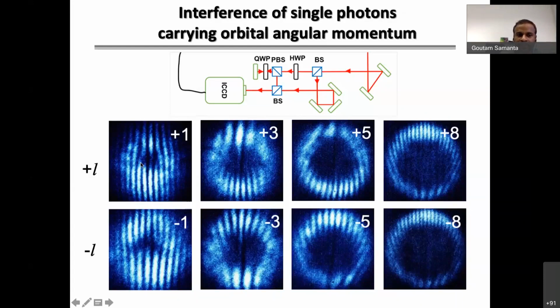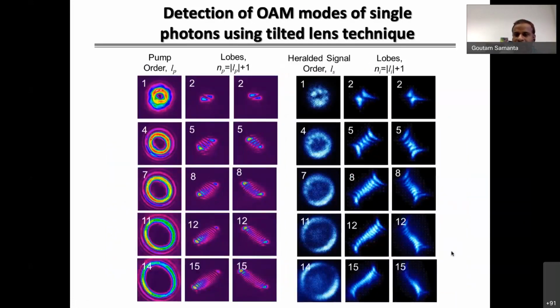So here is one fork pattern, and another fork pattern here. For 3, we can see 3 fork patterns here and 3 fork patterns there. Like that, for 8 it will be 8 and 8, 16, something like that, because you don't have any Gaussian part present in this case, nor can you access the Gaussian part of the single photon. So while we confirm that the transfer is happening with the tilted lens, we also confirm it through this interference.